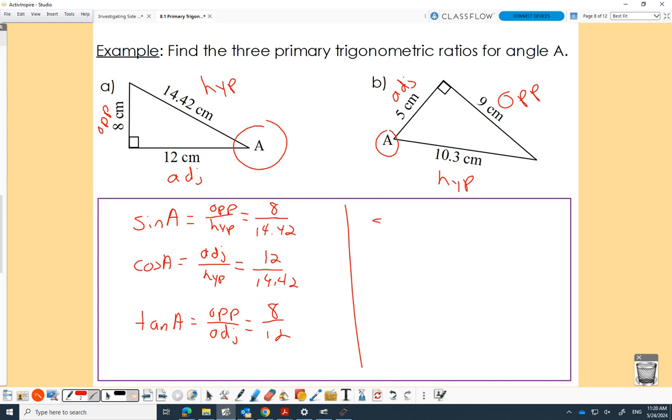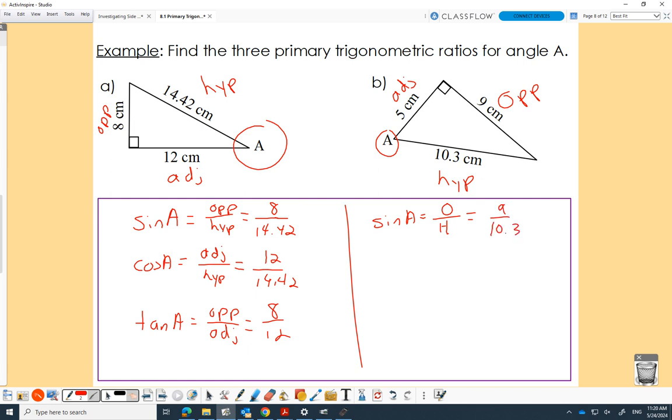So then sine of A, opposite over hypotenuse. And I've gone to the very short shortcut there. But do you see the problem with the very short shortcut? That looks like a 0 or an O. That can mess you up unless you really know what you're doing. So be careful with that kind of shortcut. And so it's just 9 over 10.3.